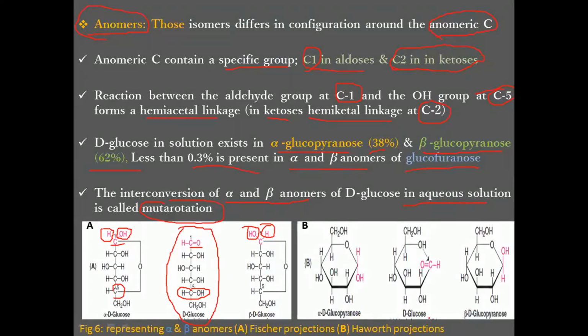Next is the Haworth projection. This is the normal D-glucose. Here you can see this is carbon 5, this is carbon 1. The hemiacetal linkage is formed. So this is the alpha D-glucopyranose. Here the OH group present at the right side will be present on the lower side, and the H present on the left side will be present on the upper side. This is alpha D-glucopyranose. And beta D-glucopyranose, this is carbon number 1. The H group is present on the lower side and the OH group is present on the upper side. So these are the alpha and beta anomers.